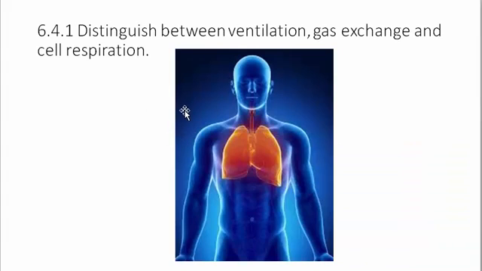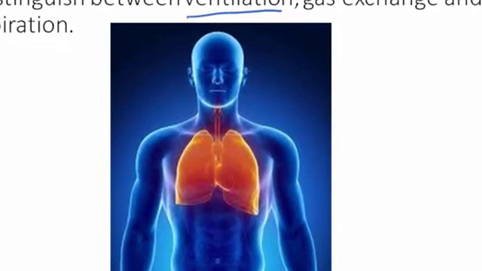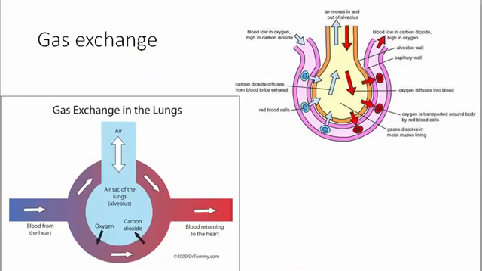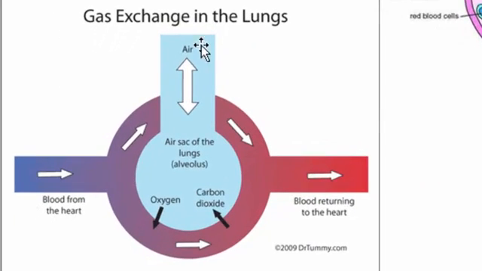Okay, so the first assessment statement says, distinguish between ventilation, gas exchange, and cell respiration. This figure is showing you where the lungs are located, and ventilation is the process of gases going into the lung and out of the lung through the mouth. Gas exchange, if we look at this image here on the left, there's a sac which is found at the end of our lungs, which we'll talk about.